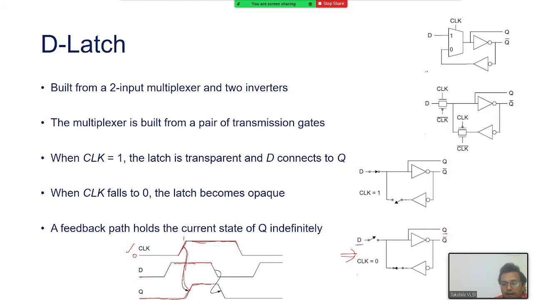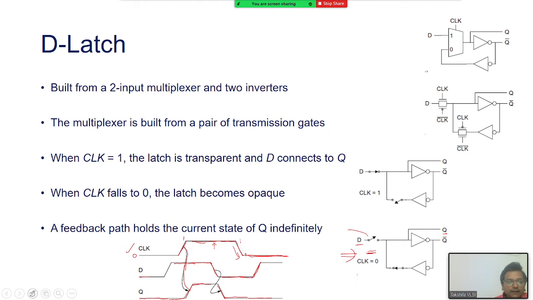But now here, the clock went to 0. It means the second circuit is active now. So D got disconnected from the output. It means Q is not following the new value of D. So you see here, previously, when the clock is 1, D went to 0, and Q also followed D. It is following D. But now the clock went from 1 to 0. So D is 0, okay, but D now went to 1, but Q is not following D because the clock is 0 here.